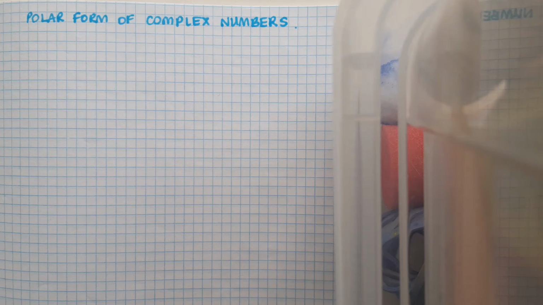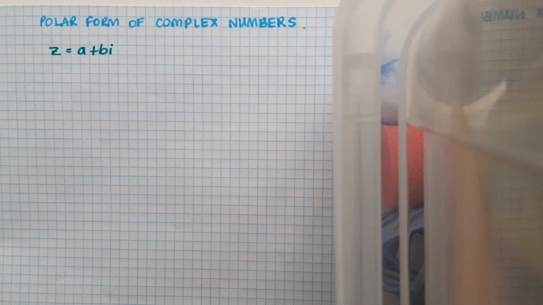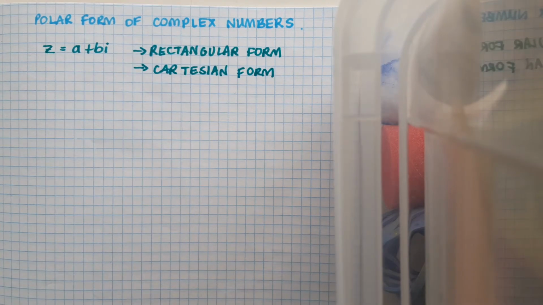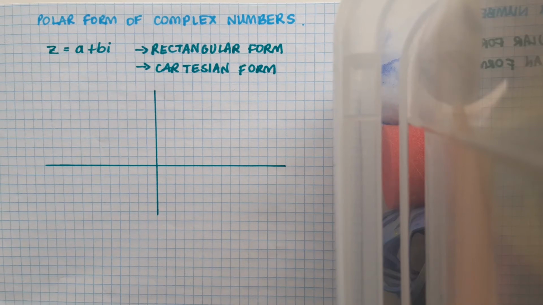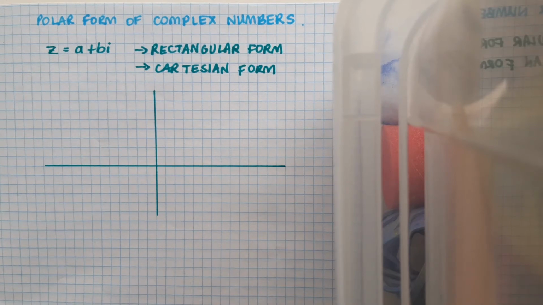This video is about the polar form of complex numbers. So up until now, we've seen complex numbers written in the form z equals a plus bi. And this is called the rectangular or Cartesian form of the complex number. The reason it's called these is because of the way that we locate it on the Argand diagram.